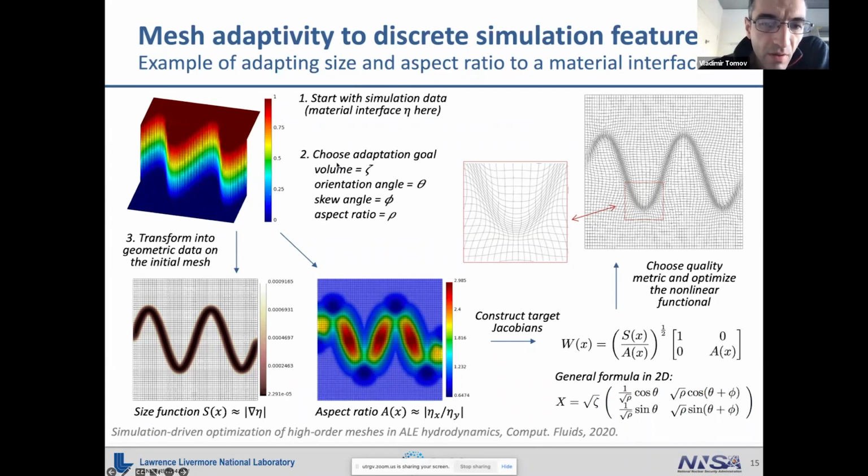What one can do is first choose what to adapt. In this case, we adapt the volume of the elements and the aspect ratio. Well, there are ways. First, one defines a size function and an aspect ratio function that tell what these are at every point, then forms this ideal Jacobian, the ideal mesh based on the aspect ratio and size function, and the mesh optimizer takes that and moves the mesh nodes so that it achieves these ideal targets as much as possible.